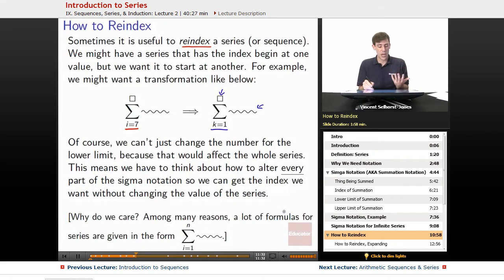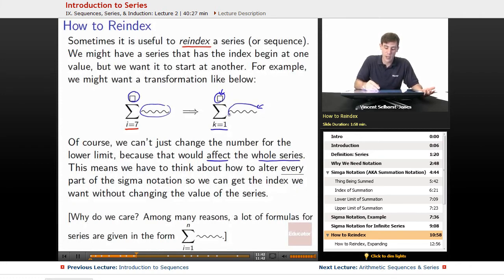If we just went and changed the lower limit, that would affect the whole series. So we have to pay attention to how the thing being summed and our upper limit will make the transformation as well. They're going to change over the process. They're not going to be the same thing on the left side and the right side.